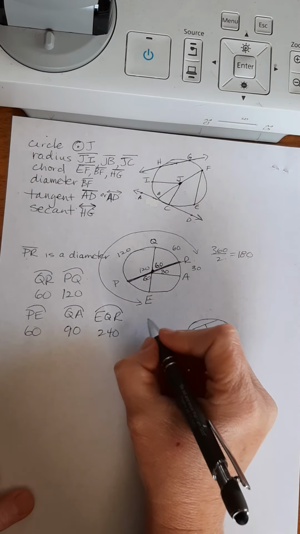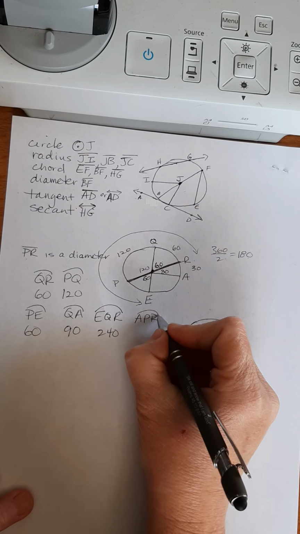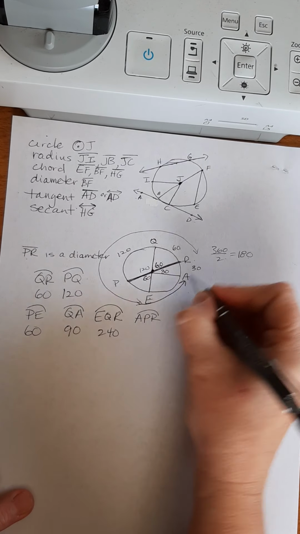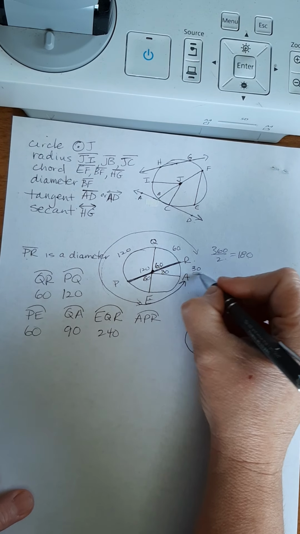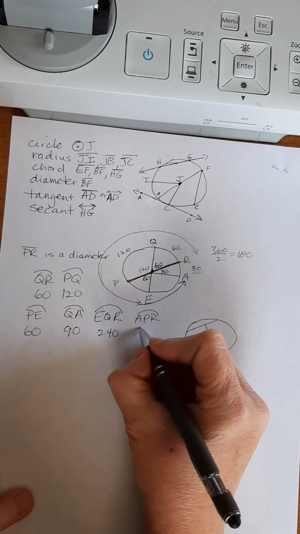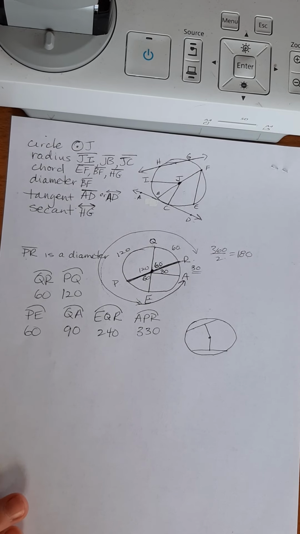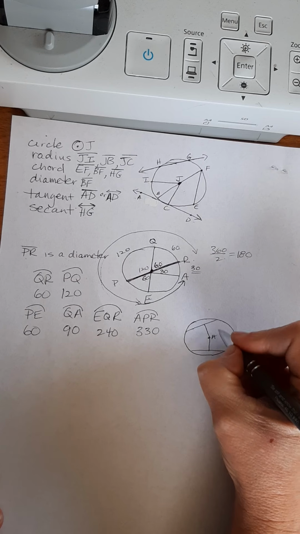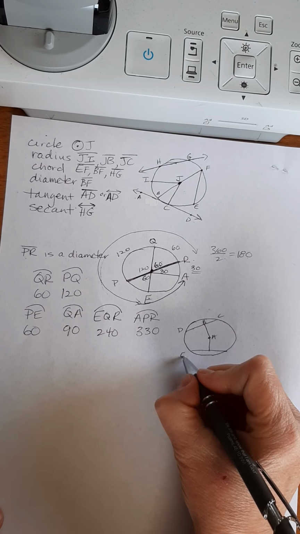Now let's say they wanted, we'll do one more, APR. In other words, APR, everything but the 30. So if the whole thing is 360, 360 minus 30, 330. So that's central angles.